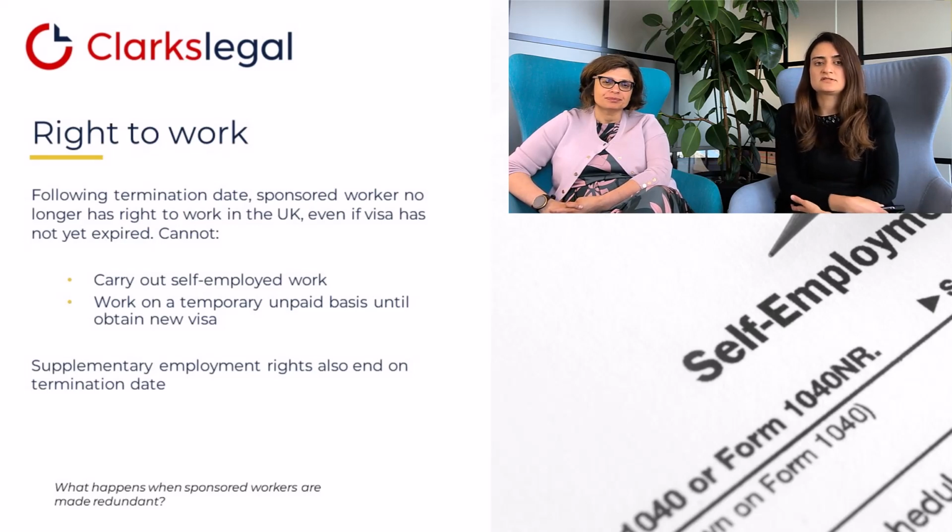So another important consideration is right to work. As I said, the sponsored worker's right to work is wholly attached to their visa. So following that termination date, they no longer have the right to work in the UK. And this is even the case if their visa has not yet expired. And sometimes there can be months, even years left on a visa. But once that termination date has passed, you cannot work in the UK. And this includes self-employed work, and it also includes temporary unpaid work whilst you're obtaining a new visa. Also, the supplementary employment rights, so those 20 hours per week in certain roles, also end on the termination date.